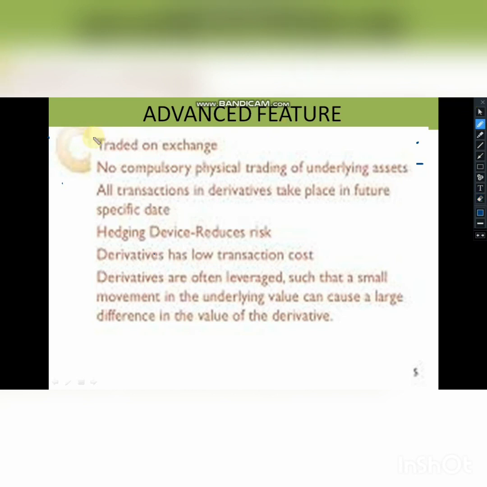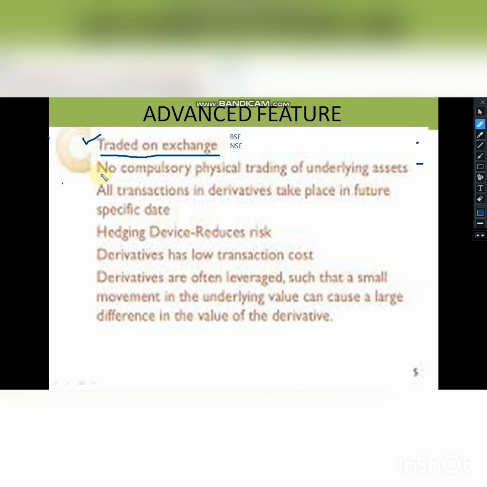So here we have a point, traded on exchange. So definitely we are talking about some advanced features here. We have already talked about some easy or simple features. Now we are talking about some advanced features. Traded on exchange. If you want to do trading in derivatives, for that you need a stock exchange. We have two stock exchanges, Bombay Stock Exchange and National Stock Exchange. Okay, come on to the next point.